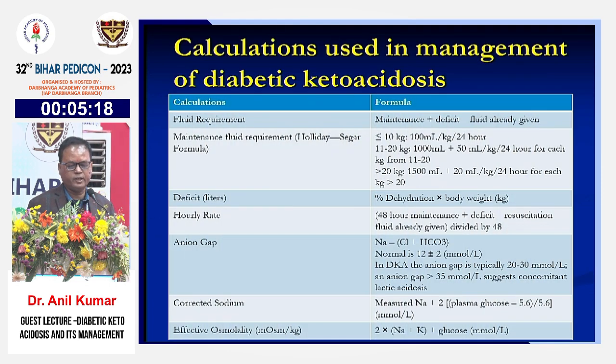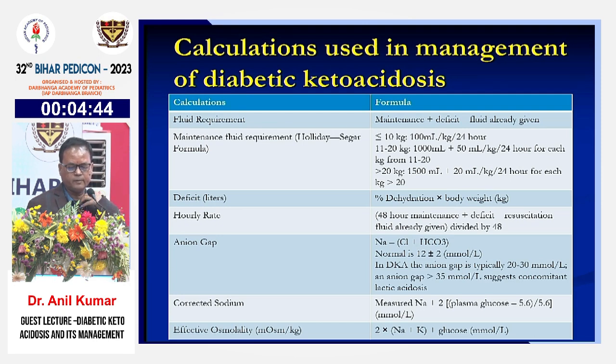Calculation is very important. Fluid requirements equal maintenance plus deficit minus fluid already given. Where the patient is suffering from mild dehydration, we presume a fluid loss of 30 to 50 ml per kg. In moderate dehydration, this is 50 to 70, and in severe dehydration, it is 70 to 100. According to that, we will do the fluid calculation.